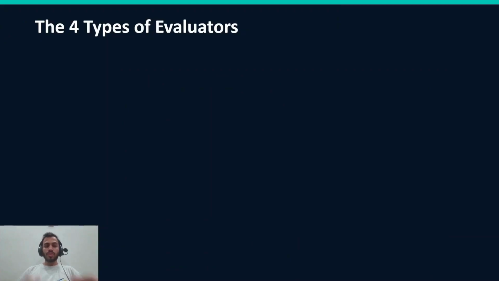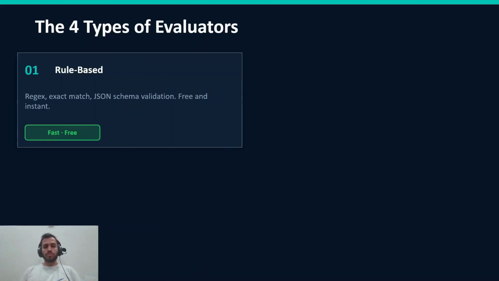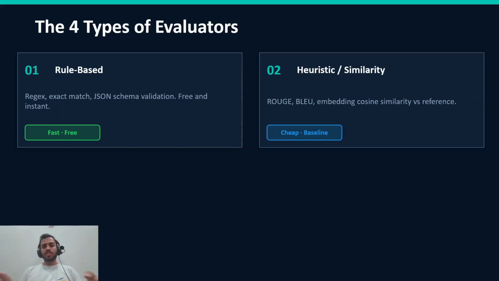Okay, so let's discuss the 4 different types of evaluators, in which the first one would be rule based. In this you can make any rule you want. You can make a rule that it should be valid JSON, it should have a specific keyword, whatever you want to make. The second one is heuristic.